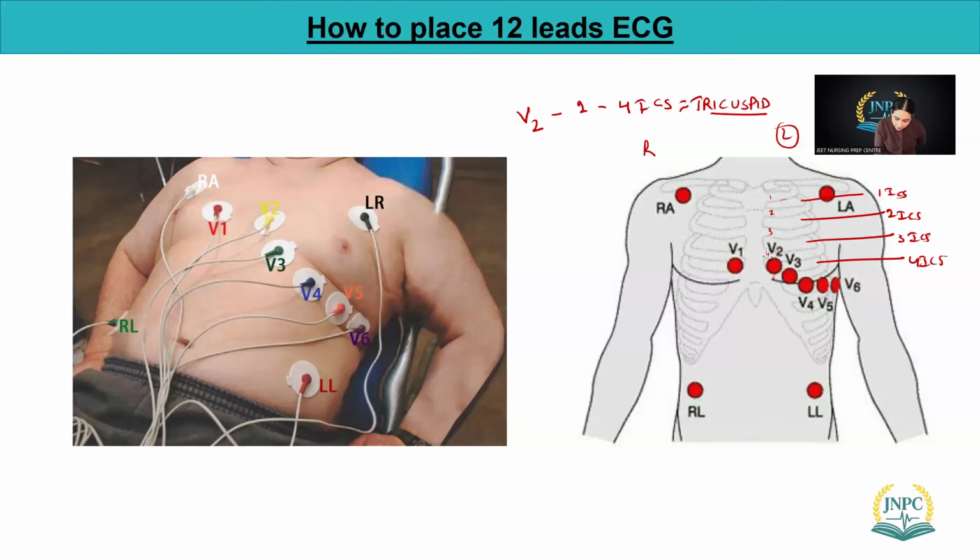So now, after putting V2, think about your V1. Now we know exactly where we need to put it. You have V2, and at the same level on the right side, you have to put V1. Very easy. We put V2, and then at the same level, on the right side, right sternal border, put V1. All right, we're good? And after that, which one do you want to pick?